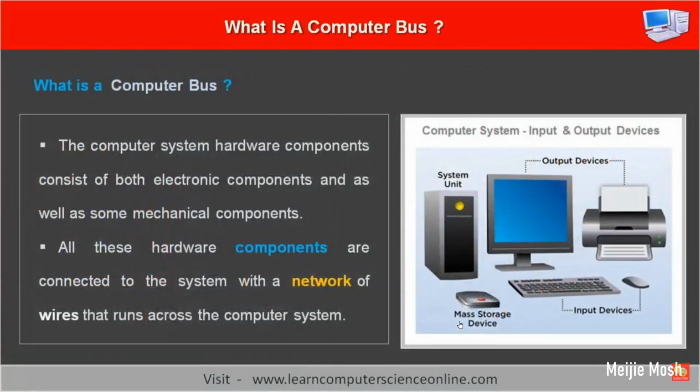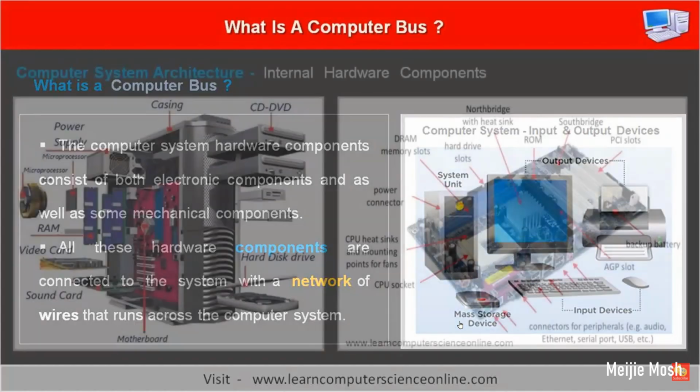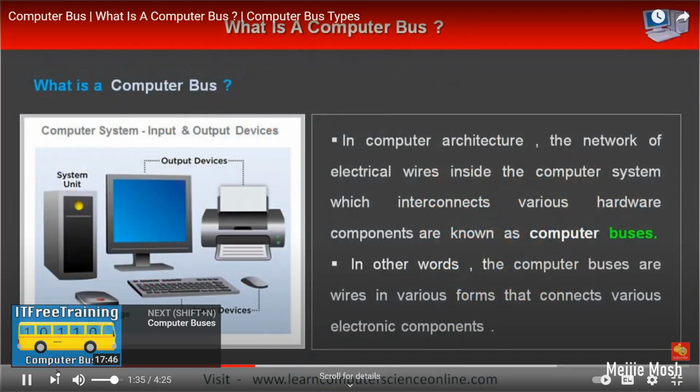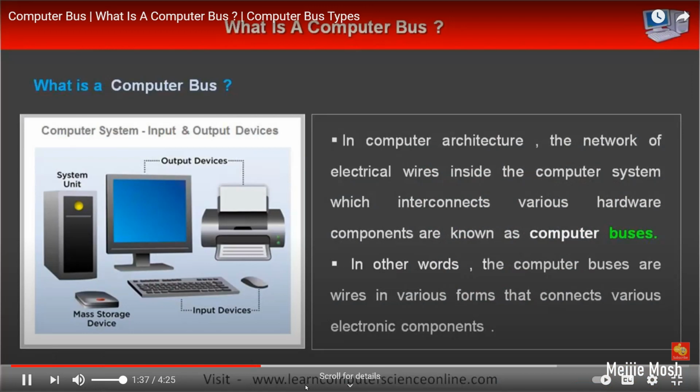The computer system hardware components consist of both electronic components and some mechanical components. All these hardware components are connected to the system with a network of wires that runs across the computer system. The computer hardware components are physically interconnected and communicate with each other through this network of wires. In computer architecture, the network of electrical wires that connects the various hardware components is referred to as computer buses.